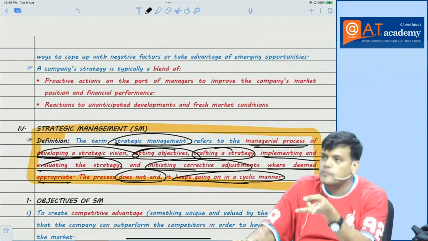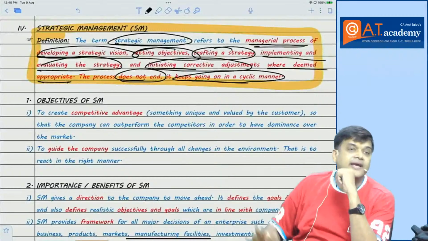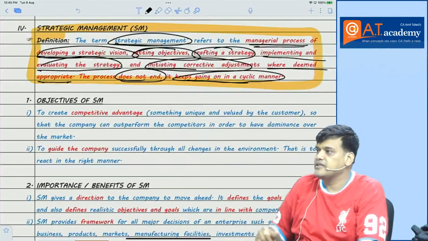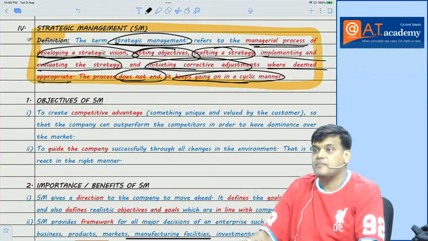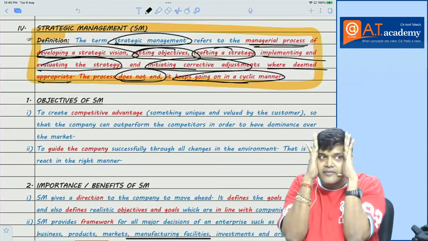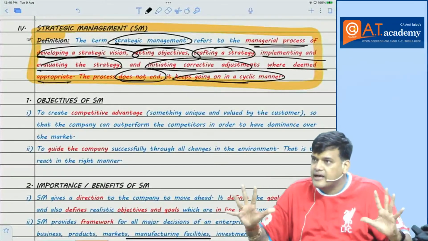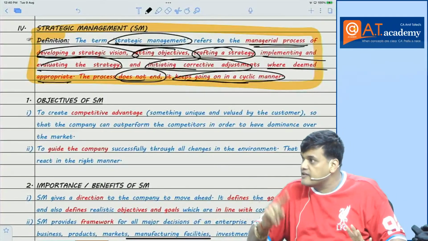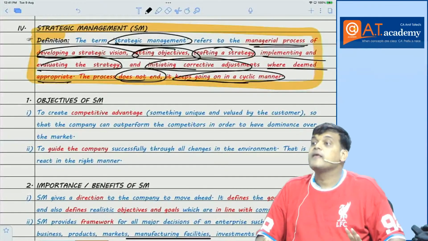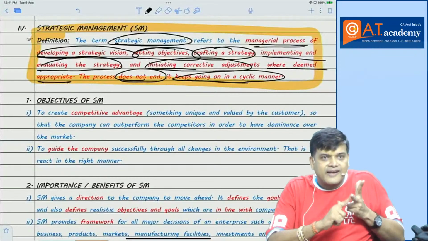Second objective. So two objectives of SM are there. First is to achieve competitive advantage, and second, to guide the company when the environment changes. Once the change has happened, guiding the company is SM. Again I am saying, please understand. What is SM? If I ask you, Amit Adir is having SM, clear now, na? I discussed this point 5-6 times. Amit Adir is having SM means what? 5 steps.